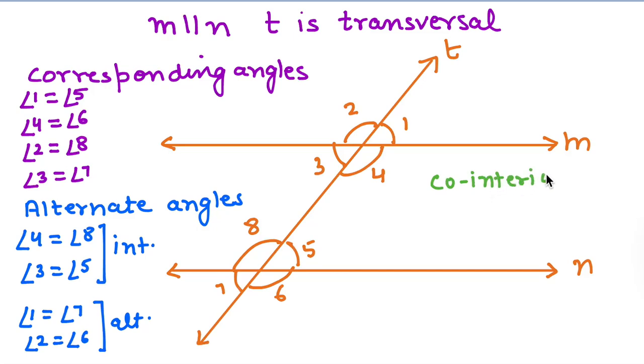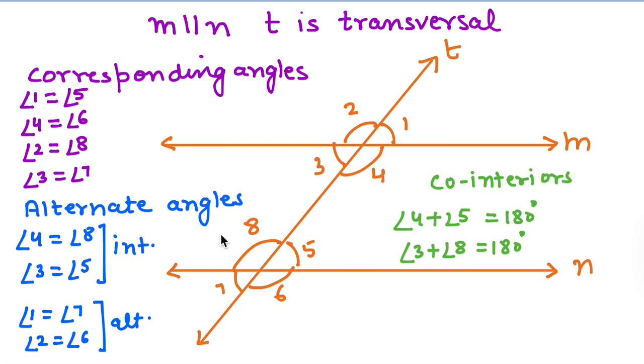Co-interiors are supplementary. What are co-interiors? Co means on the same side, interior means inside. So angle 4 and angle 5 is the first co-interior pair, and these are supplementary. Second is angle 3 plus angle 8, which is again forming a co-interior pair.